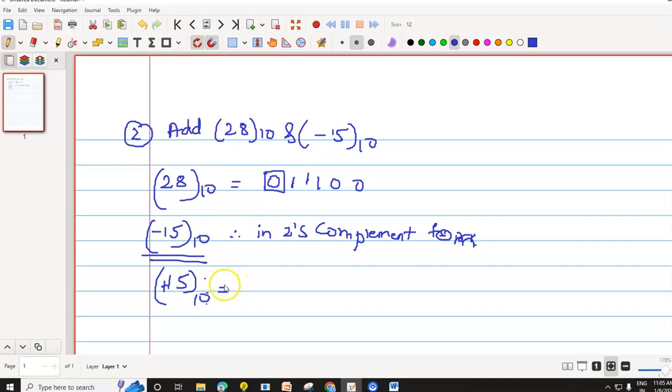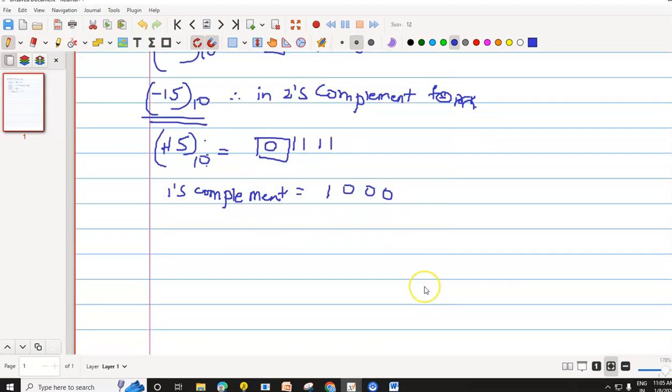So how do we represent plus 15, students? So this is the sign bit, 1 1 1 1, right? And then what do we do? We take 1's complement. So 1's complement will be 1 0 0 0 0 0 0, and then we add 1 to it. So this becomes 1 0 0 0 1, and this represents minus 15.